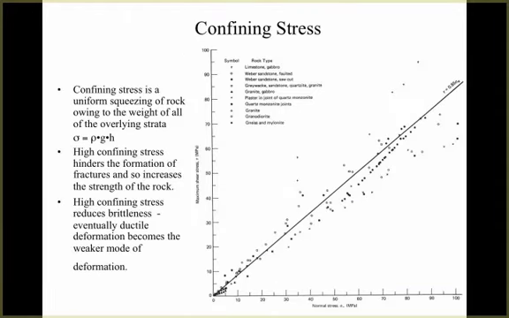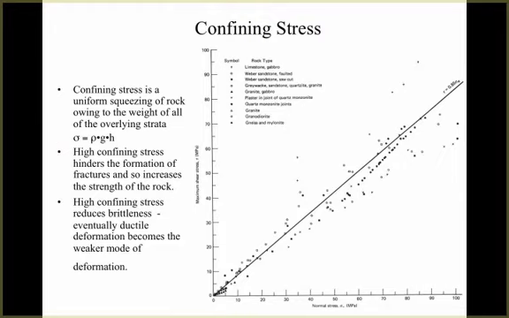The confining stress is a uniform squeezing of rock because of the weight of the overlying rock. Stress, or sigma, is equal to the density of a rock times gravity times the height of the pile of rock above it. A high confining stress hinders the formation of fractures, and so it increases the strength of rock. And a high confining stress reduces brittleness. Eventually, ductile deformation becomes the weaker mode of deformation.